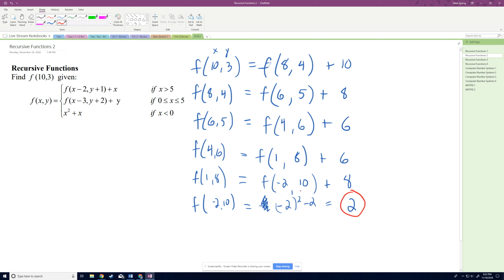So we know that f of 2 comma 10 is going to be 2 plus 8, which gives us 10. And f of 1 comma 8 is going to be 10 plus 6, which is 16. Then f of 4, 6 is 16 plus 6, which is 22. So f of 6, 5 is 22. We replace it here with 22. 22 plus 8 is 30. Then we replace f of 8, 4 with 30. So 30 plus 10 equals 40. So we know that f of 10 comma 3 is 40. That is what we're looking for. That is our answer right there.